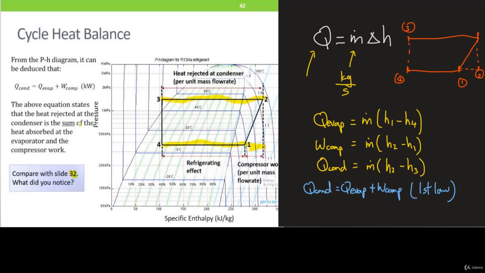So if you refer to slide 21, which is on the first law, it actually follows the first law, and it's consistent with the law of thermodynamics. So this is also what we call the heat balance equation. So take note of this equation.